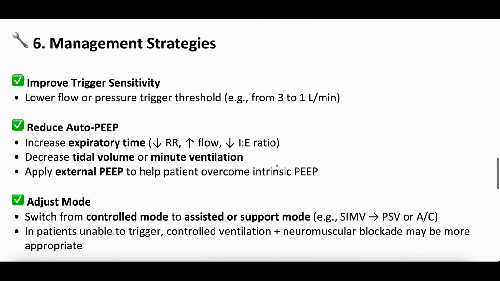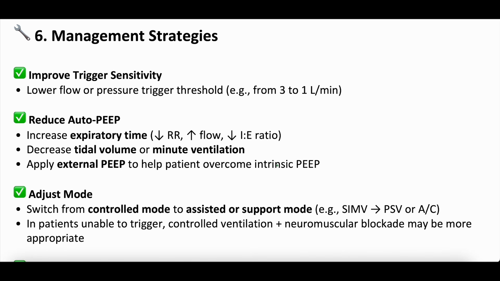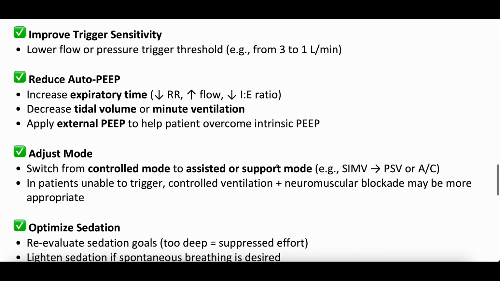Management strategies. So these are related to the causes, which makes sense. The first is going to be improve the trigger sensitivity. Easy. Either lower the flow or the pressure trigger threshold. So if it was flow, instead of 3 liters per minute, decrease it to 1 liter per minute. If it's pressure, instead of 2 below the baseline, make it 1 below the baseline. So just change the trigger, right?